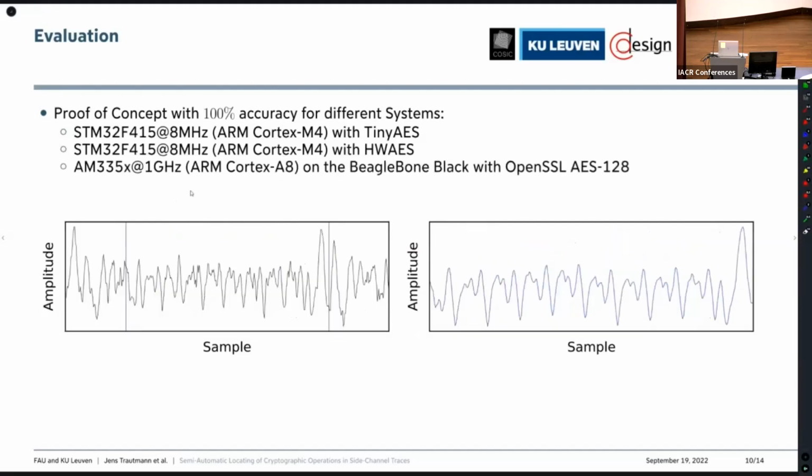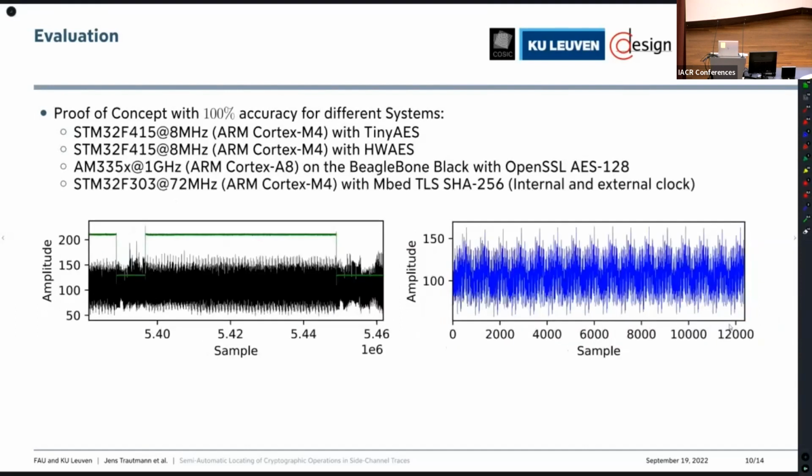And then a more difficult target is the ARM Cortex A8, which is clocked at 1 GHz and is located on the BeagleBone Black, which runs Linux. And we executed OpenSSL AES 128 on it. And you can see here one execution of that. And the template that we found is this here. And here you can really see the round structure of the different rounds. And then the last round looks a little bit different.